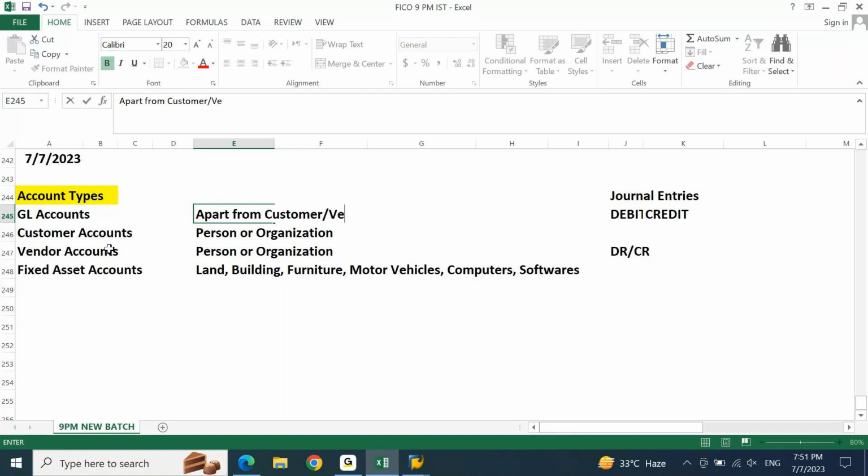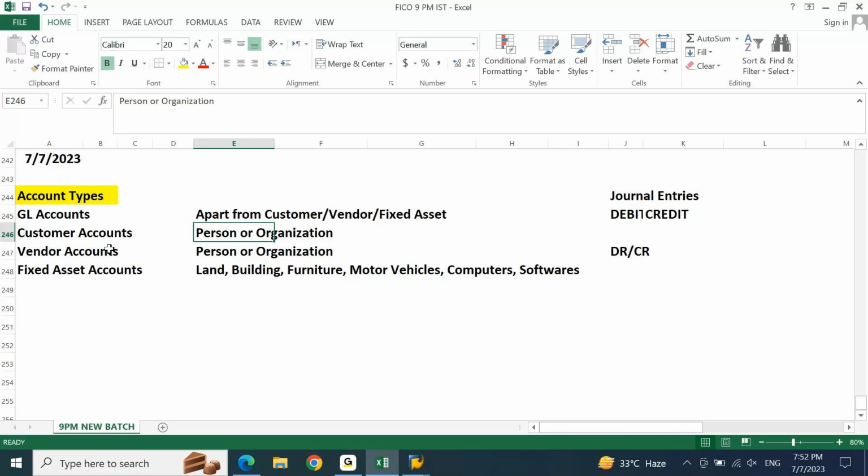Customer, vendor, fixed asset. Correct? GL account is anything which is apart from customer, vendor, fixed asset. Is it clear now? Yes, sir. Customer, vendor, you can easily identify: name of a person, name of an organization. Fixed asset, you have fixed classification of assets: land, building, furniture, motor vehicle, computers, software, licenses, etc. Apart from these three categories, whatever you come across, straight away blindly you can mark it as GL account.